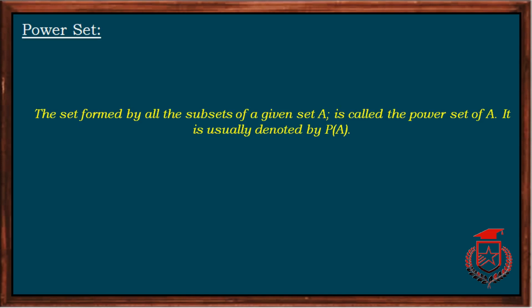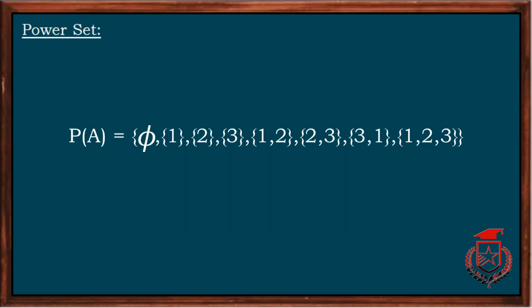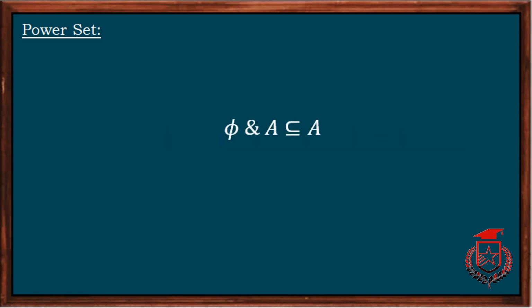Power set. The set formed by all the subsets of a given set A is called the power set of A. It is usually denoted by P(A). Suppose set A equals {1, 2, 3}, then the power set of A equals {∅, {1}, {2}, {3}, {1, 2}, {2, 3}, {3, 1}, {1, 2, 3}}. The null set and the given set are always two subsets of the given set.